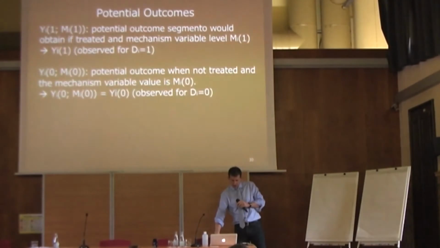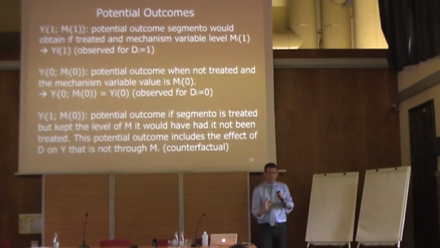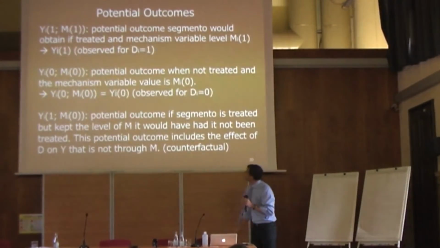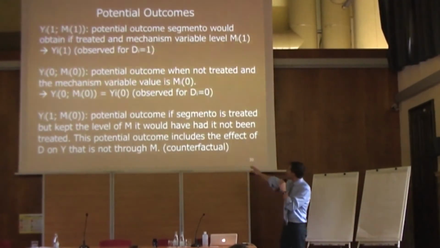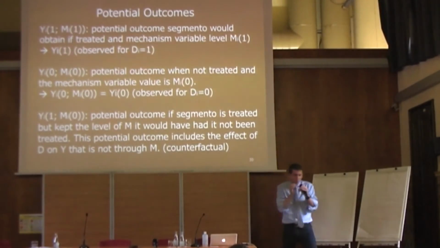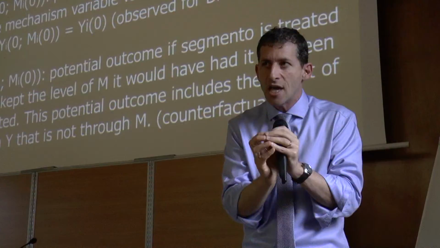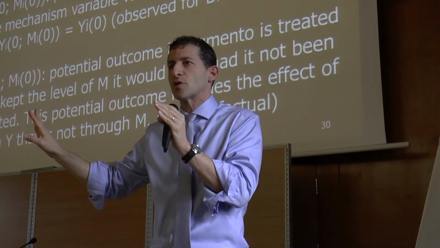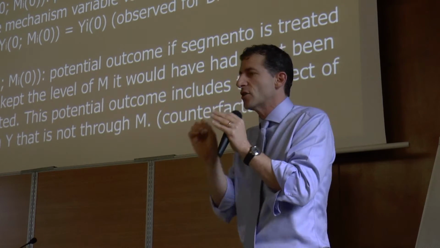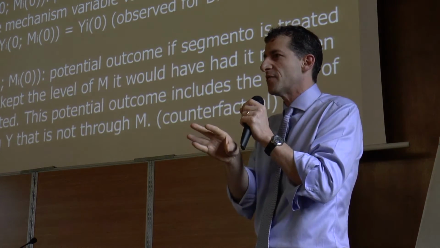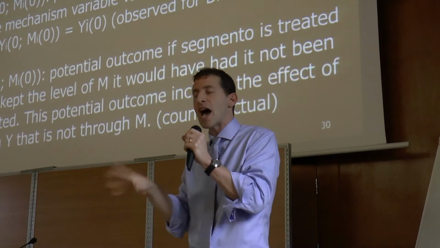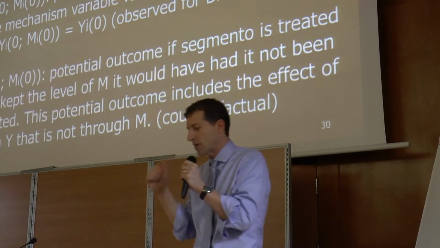With the time, I'm not going to talk about these potential outcomes, but the key idea is that the thing at the bottom is what I'm missing. I need to know what poverty would look like with protection, but with the mechanism value as it would have been without protection. And I can't observe that. I can see what poverty looks like with protection, with the mechanism value that comes from protection. I can see what poverty looks like without protection and the mechanism value without protection. But I can't see this counterfactual, and that's what you have to spend your time working on.